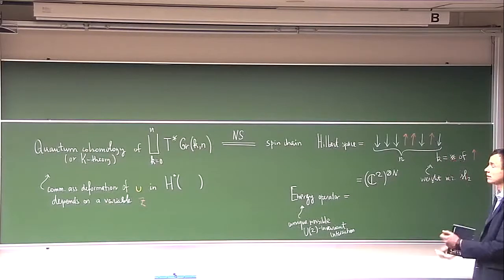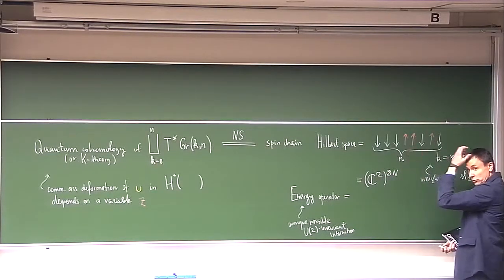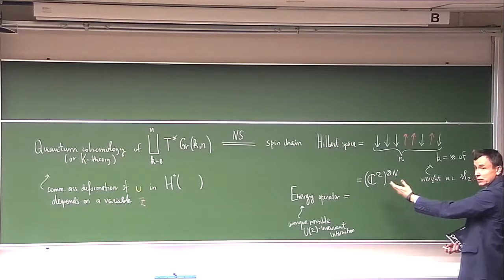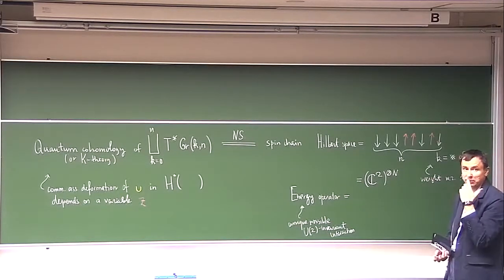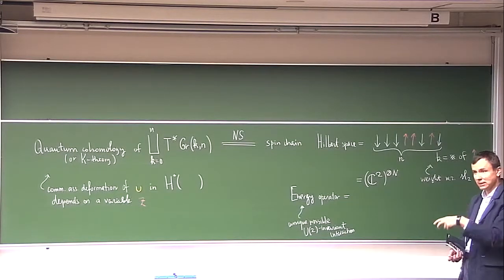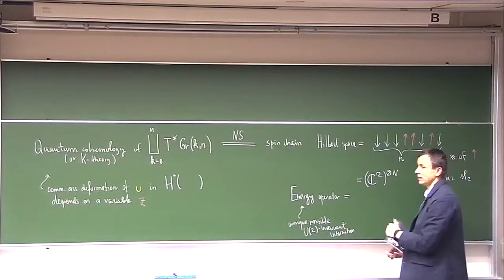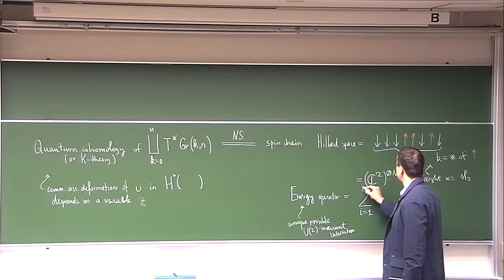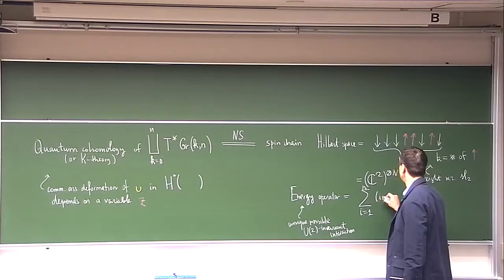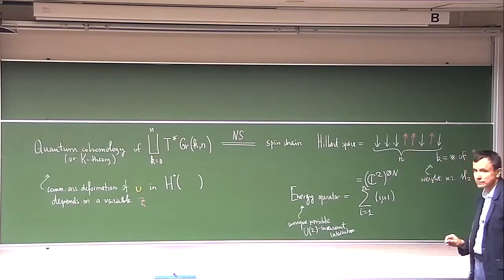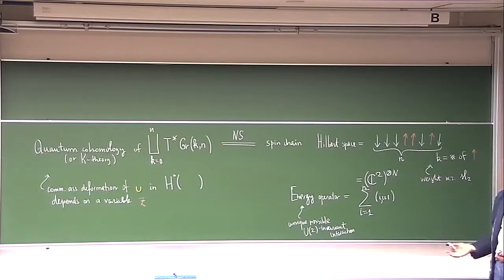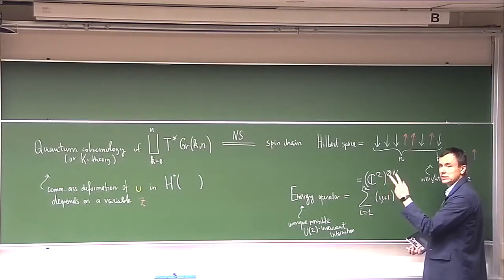If I'd like the nearest neighbors to interact in an SU2 invariant way, then the tensor square of C2, as an SU2 representation, has two irreducible components, so there are two operators. There's the identity and one extra operator. Identity is not interesting, and the extra operator is just the permutation of factors. So this is a summation over all i from 1 to n, where I permute i. If I want to describe eigenvectors and eigenvalues of some operator, I'm free to add identity and to multiply by a constant. It's not going to change anything. Up to this transformation, there is one and only one way for nearest neighbors to interact.